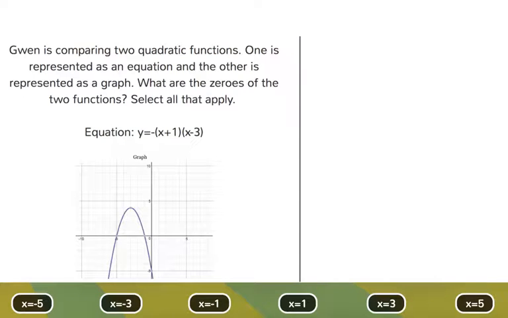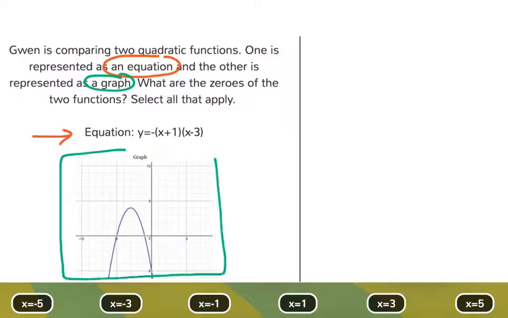Okay, in this question, Gwen is comparing two quadratic functions. One is represented as an equation. Okay, that's right here. And then the other is represented as a graph down here. And it says, what are the zeros of the two functions?